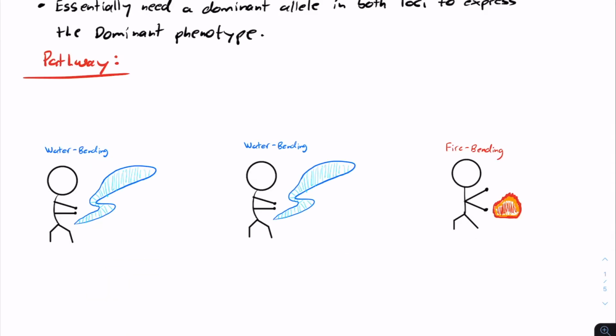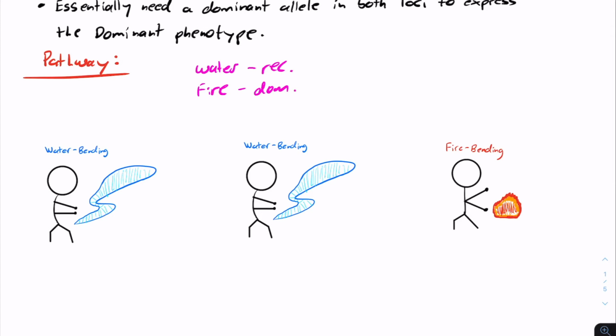In this pathway here, I'm going to be using the example from Avatar: The Last Airbender, where we have people who can waterbend and people who can firebend. I'm not going to focus on earthbending and airbending. But in this example, we're going to say that waterbending is recessive. And then we're going to say firebending is dominant.